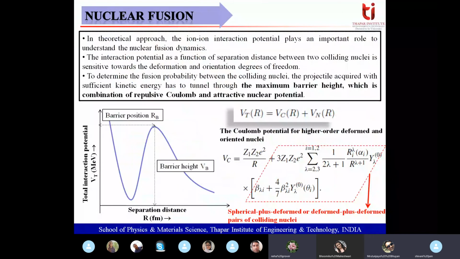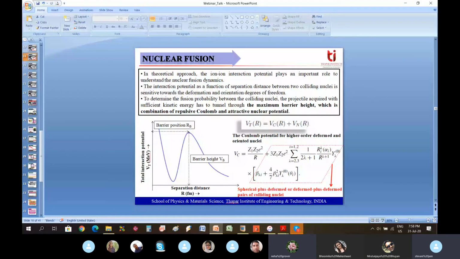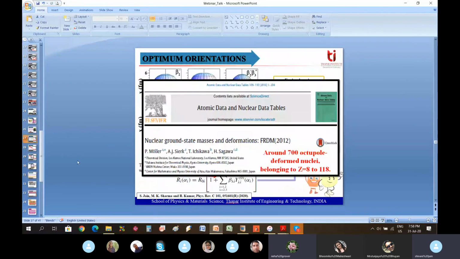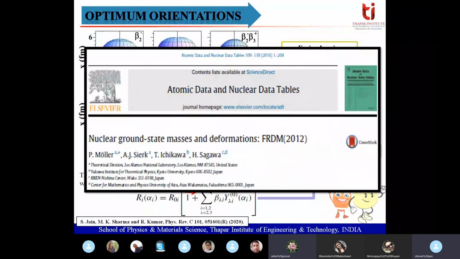So, one more question corresponding to this. How do you justify your octupole deformation? What is the parameter for your octupole deformation? In one slide, I have shown a paper of P. Moller. I will show you. Yeah, this one. In this paper, you will get the deformations, the ground state values.